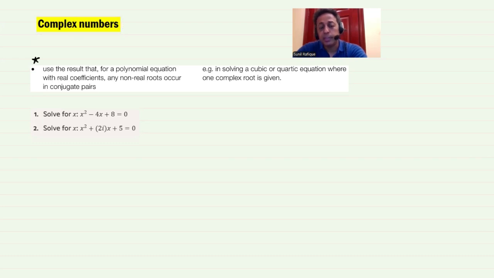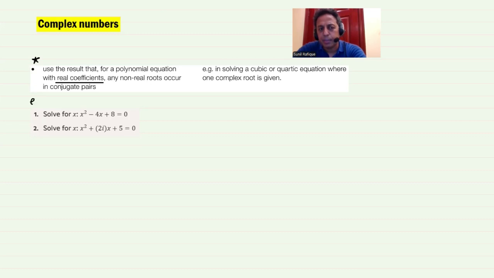All right, let's learn about this useful idea. Use the result that for polynomial equations with real coefficients, any non-real roots occur in conjugate pairs. So think about it this way: if I have a quadratic equation, a cubic equation, or a fourth degree equation, what does it mean if the coefficients in the equation are real?